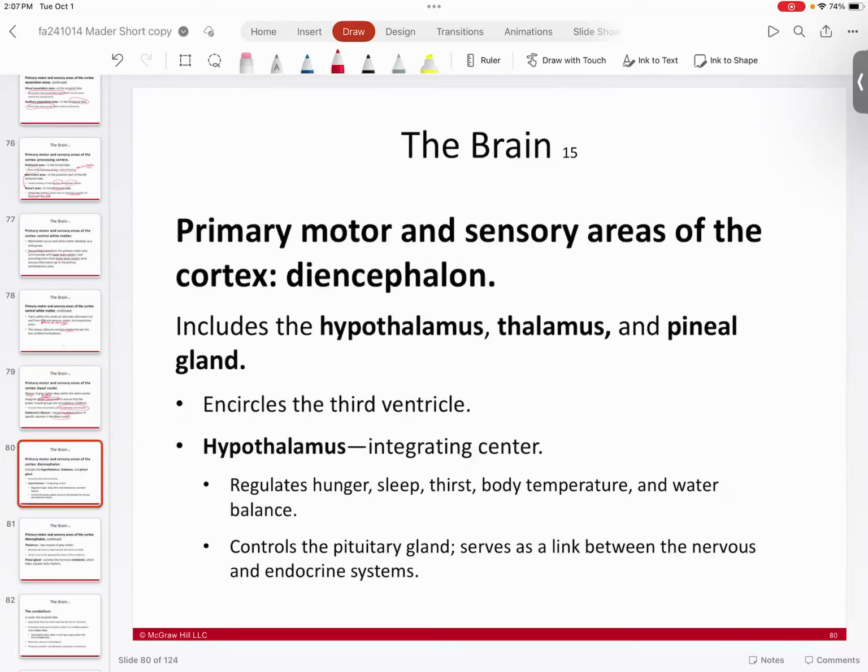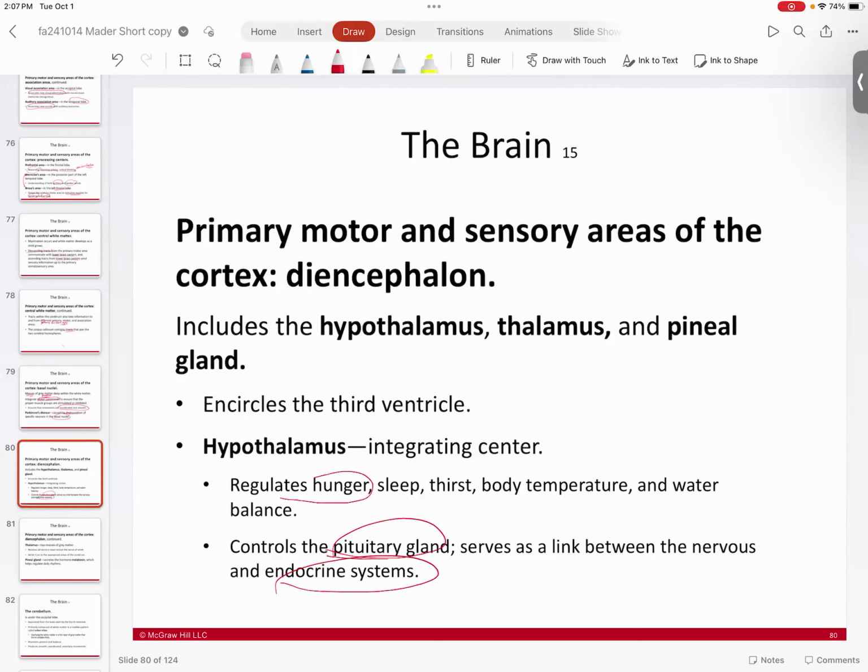The hypothalamus, thalamus, and the pineal gland are regions of your diencephalon specifically, that is associated with the integration of your endocrine system. For instance, the hypothalamus is in control of the pituitary gland, and this is going to be the top dog associated with your endocrine system. However, it also does other things.